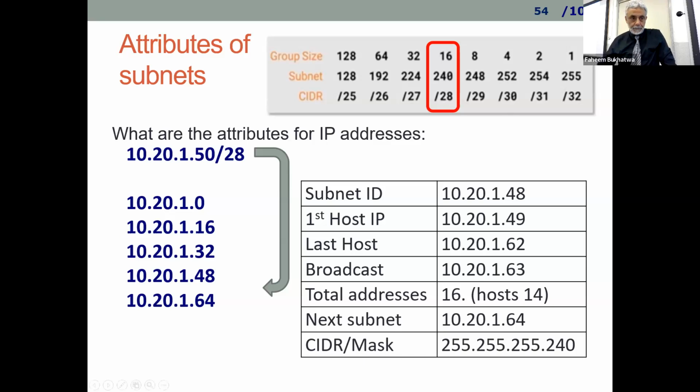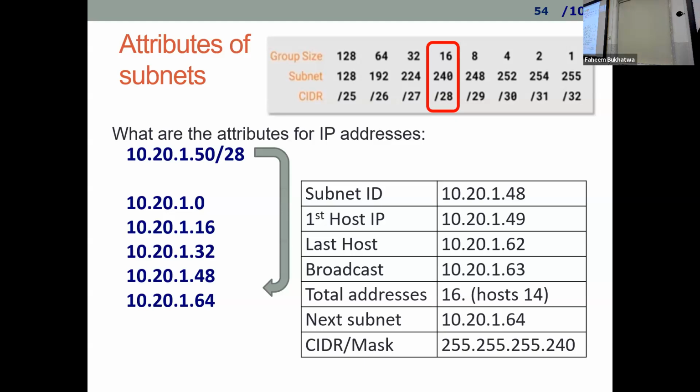So let's go to this one here, attributes of a subnet. Let's say we already have a subnet. What are the attributes of this IP address? 10.20.1.50/28. You go to the table and you look at /28. These are the two most important figures, and they're already calculated on your behalf. It says the size of the network is 16. That's the size of each one.